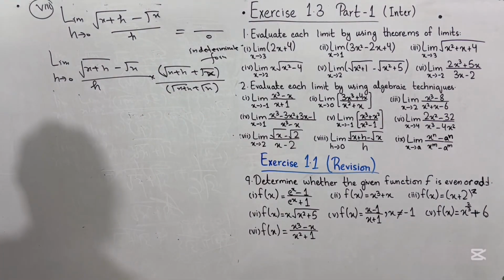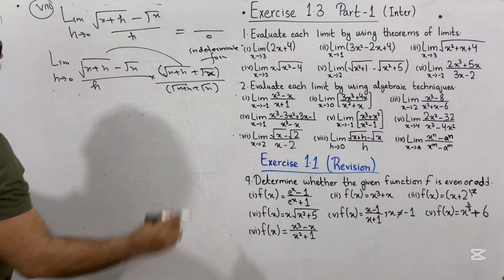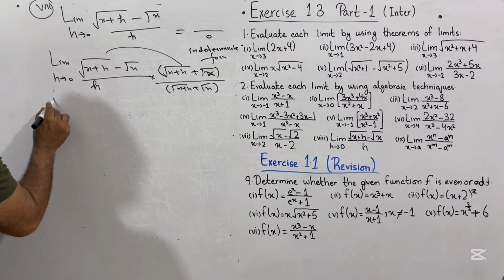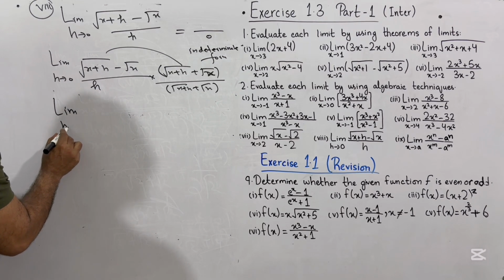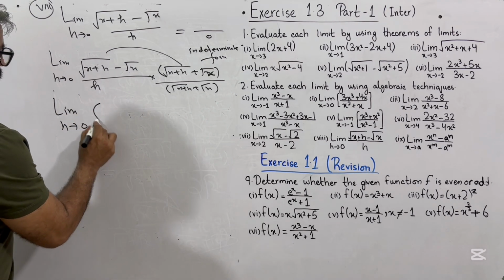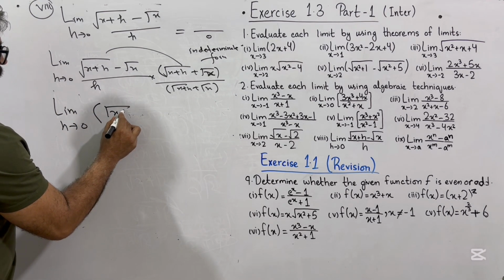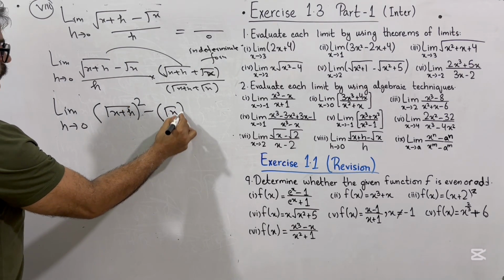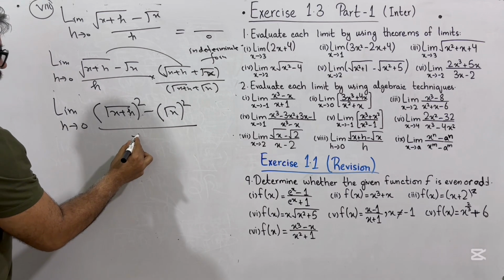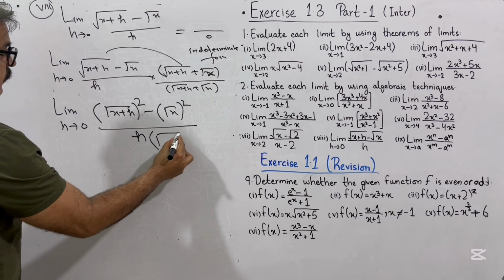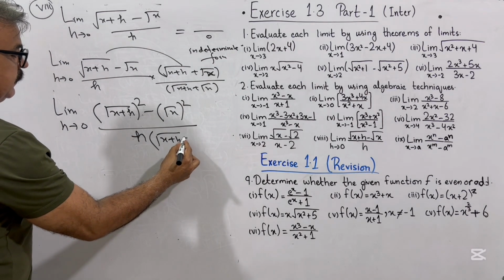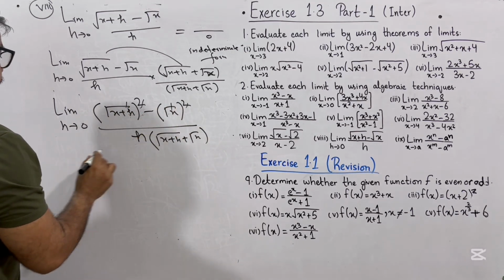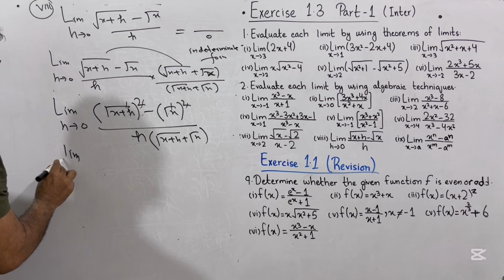Whenever you rationalize, the difference of two squares situation pops up. A minus b, a plus b is equal to a square minus b square. Merging the two brackets, limit h tends to 0, we have root x plus h whole square minus root x square, overall h times root x plus h plus root x. Square and root cancel, square under root cancel. We have limit h tends to 0.